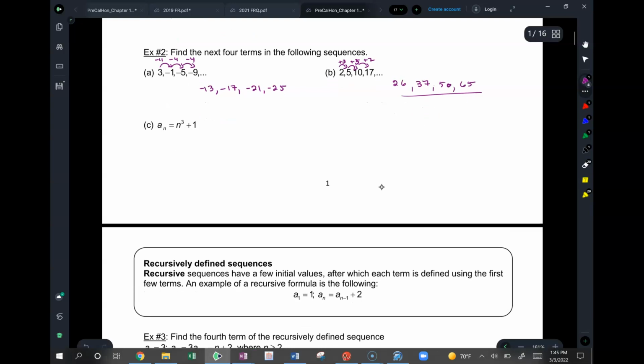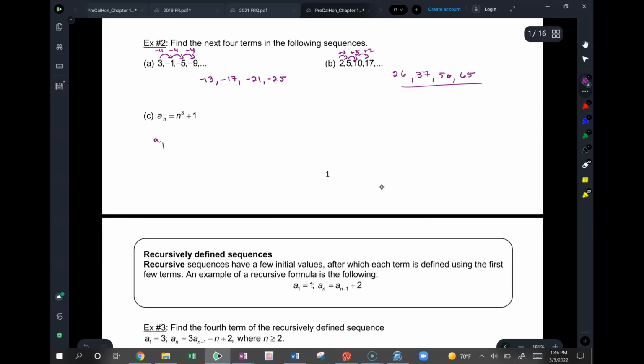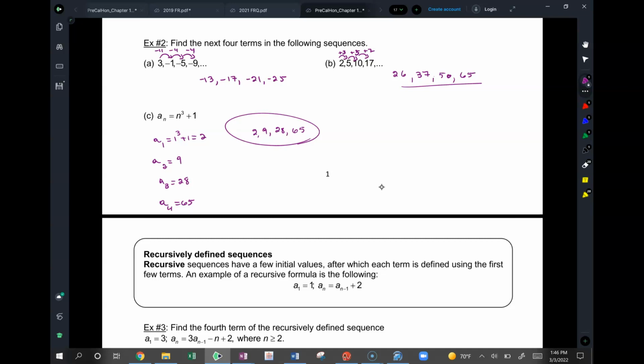Okay, here we're not given a pattern, we're given the formula. We want to find, okay, if it's the next 4, well, we have to start from the beginning here. So a sub 1 is 1 cubed plus 1, is 2. A sub 2 is how much? 9. A sub 3? 28. 65. Okay? Questions? So far, so good? Yeah? Okay. All right.